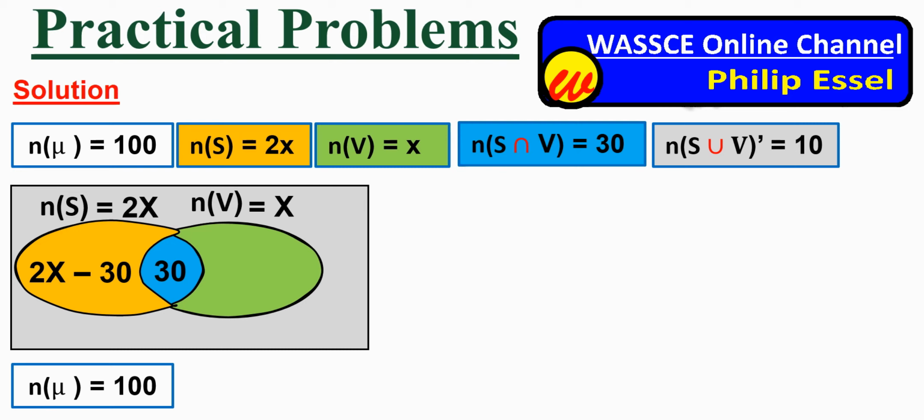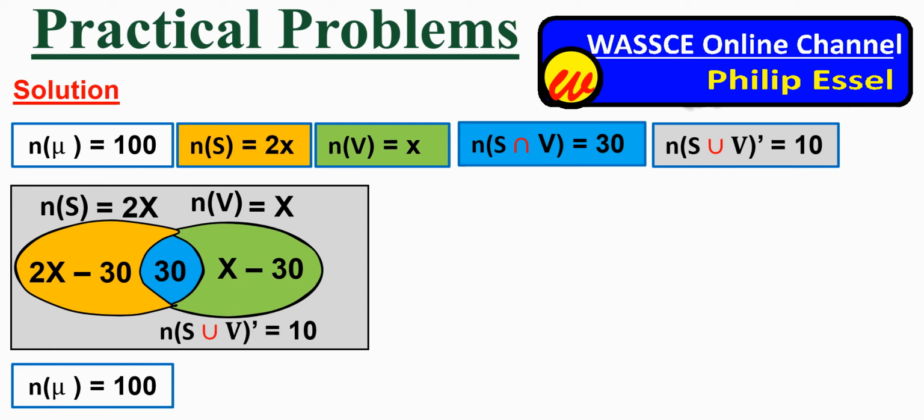Finally, the gray region would represent the students who do not play either soccer or volley. So that will be represented by its value, which is equal to 10. So we are done with the first part of the question.